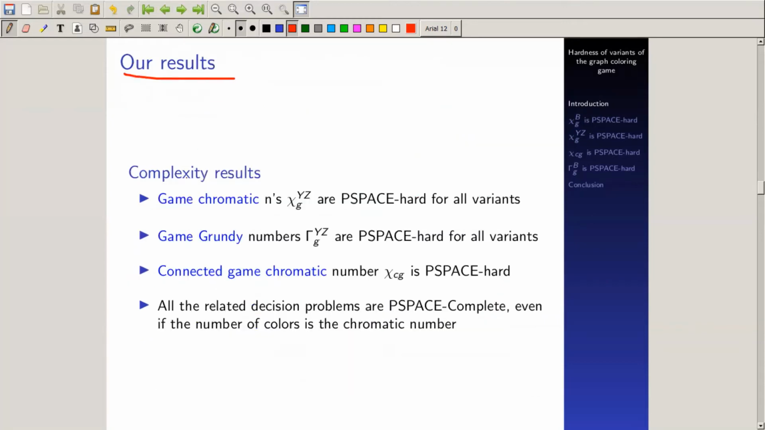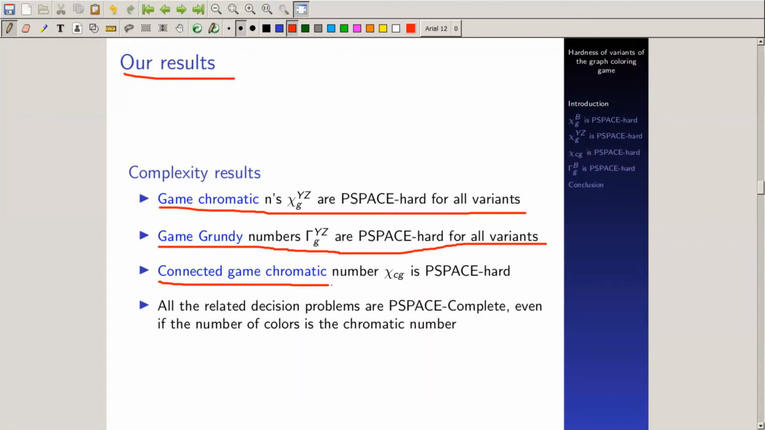So, our results. We proved that the game chromatic numbers are PSPACE-hard for all variants Y and Z. The game Grundy numbers are PSPACE-hard for all variants Y and Z. The connected game chromatic number, the original one, where Alice starts and no one may pass turns, is PSPACE-hard. Moreover, all the related decision problems are PSPACE-complete even if the number of colors is the chromatic number.